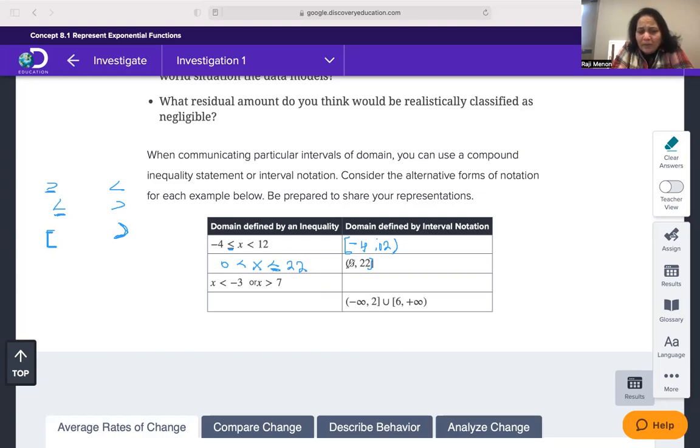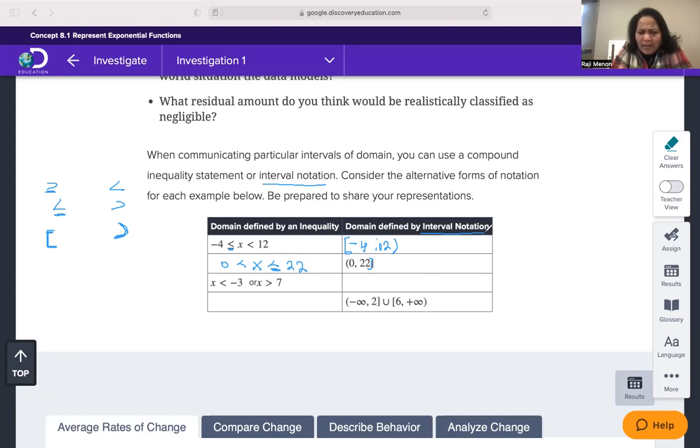So don't get confused. This is not your x and y. This is not your coordinates. This is just a way of writing the domain, interval notation. So this is the interval, compound inequality or interval notation. This is not xy. So how do you write the next one?